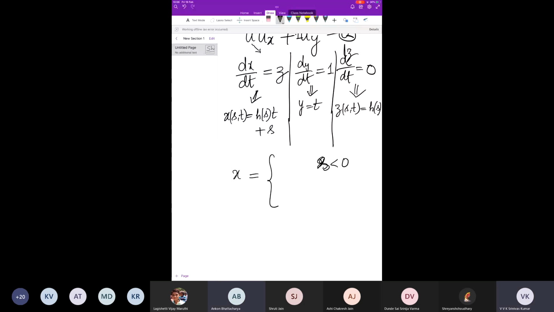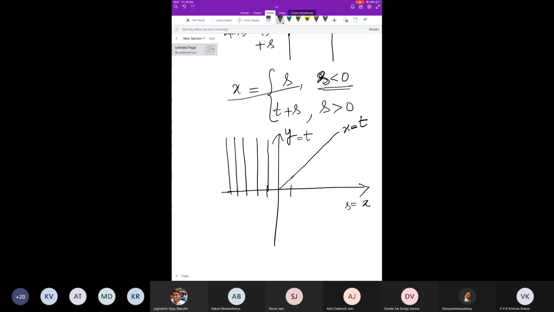For any positive s, you can't see anything on the screen. Yeah, now it's visible. There were certain lagging issues. So x is equal to t, and suppose this is 1, then it is x equal to t plus 1. This is the intercept, and it has the same slope; the lines are parallel to these.